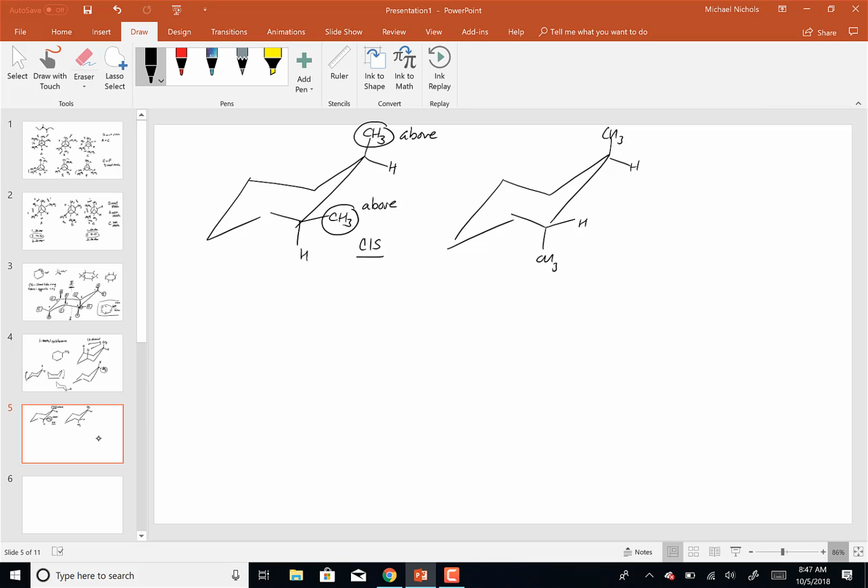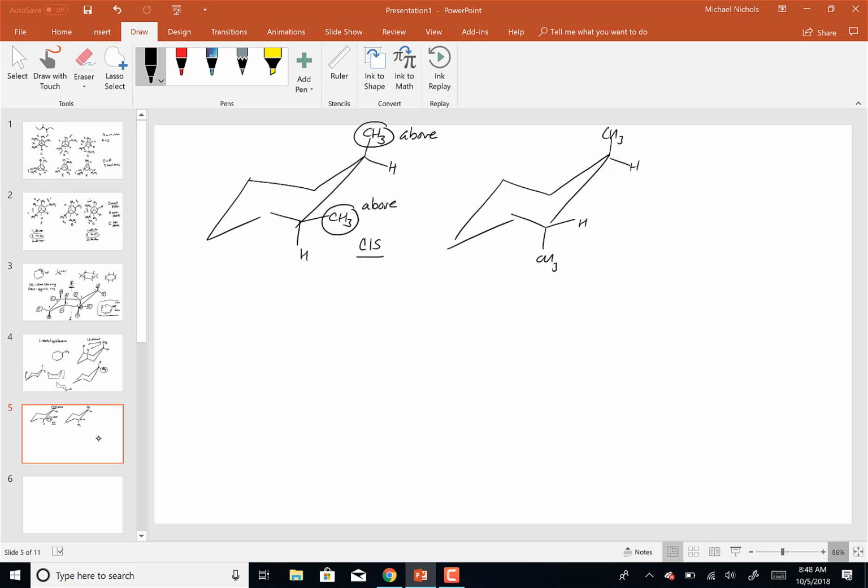So why did I draw that diagram out with the axials and the equatorials all above or all below the plane of the ring? Because this is what we need to do. We need to look at those two methyl groups and say they're both above the plane of the ring, therefore it's cis.